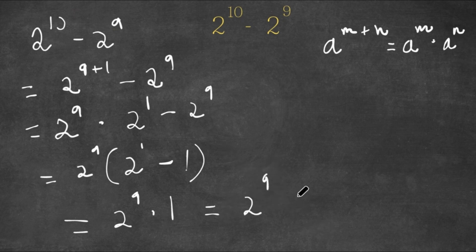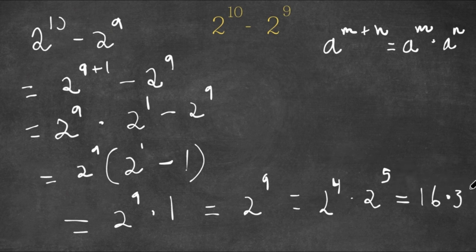Now, for 2 to the power of 9, this is equal to 2 to the power of 4 times 2 to the power of 5, because, remember, a to the power of m plus n is equal to a to the power of m times a to the power of n. So now, 2 to the power of 4 is 16. 2 to the power of 5 is 32. So we have 16 times 32. We have 32 times 16.